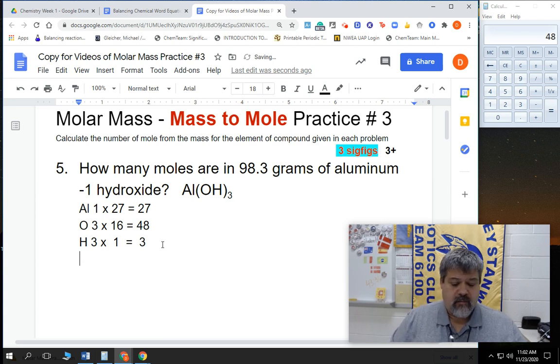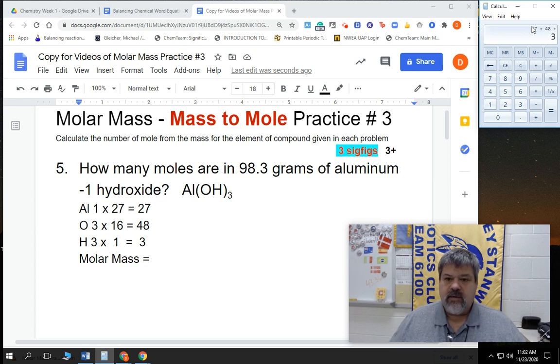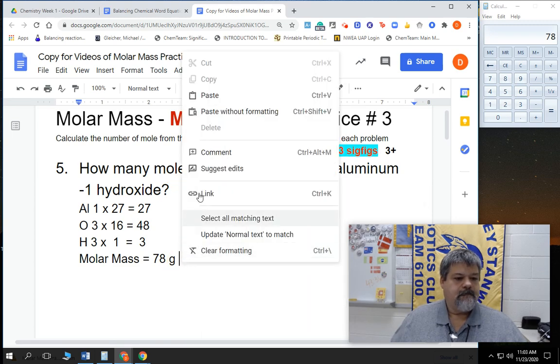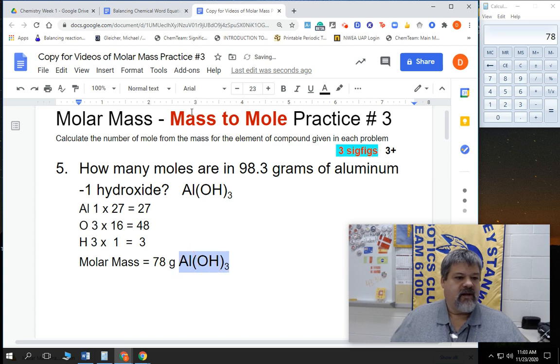Now what we're going to do is figure out our molar mass by adding those all together and seeing what that equals. So we're back over to the calculator, and we're going to take our 27 plus our 48 plus our 3, that equals 78. And again, 27 plus 48 plus 3, and that equals 78. So we know that that's going to equal 78 grams of this right here. And I like to make sure that I put that in there. Okay, and we can even bring that down to whatever we had, which is 18.